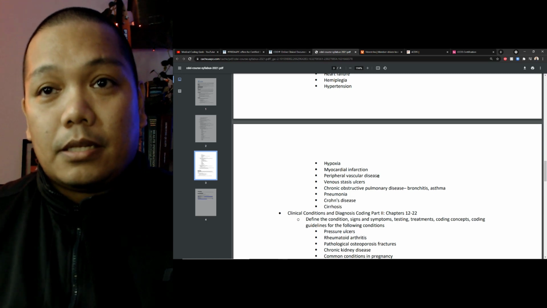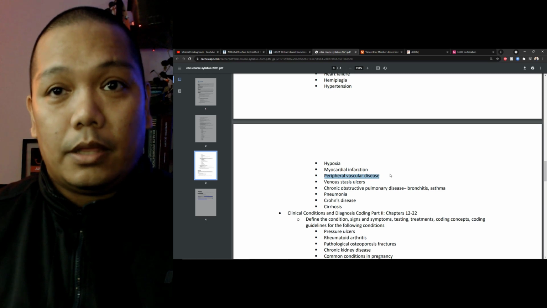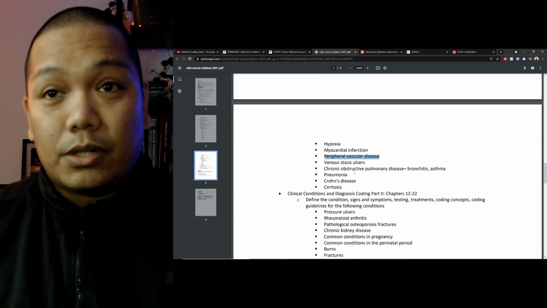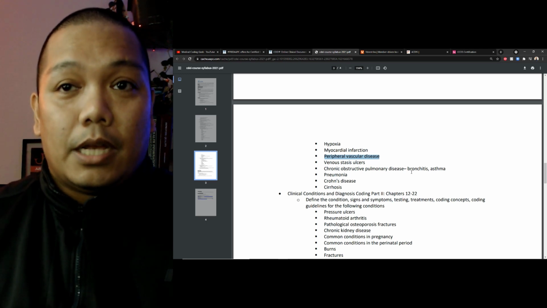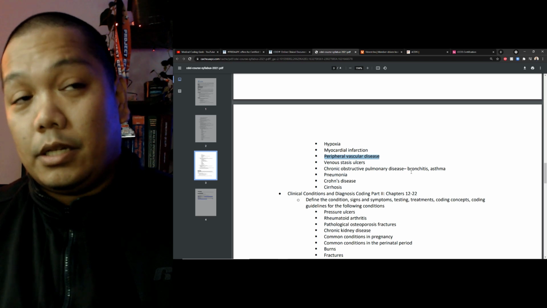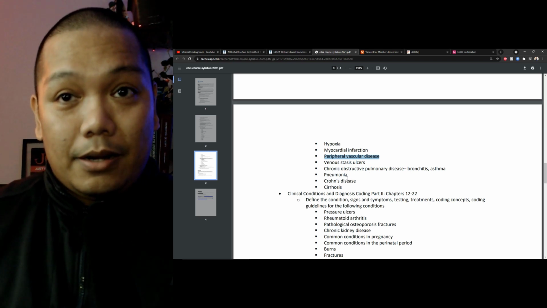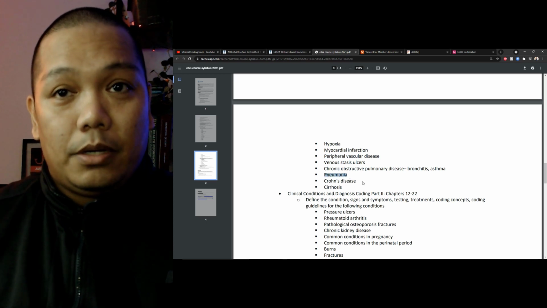PVD, yes, right? So diabetic PVD could lead to other issues. You want to look at that. Venous stasis ulcers, I didn't add that, but it could lead to other issues for sure. COPD, identifying if it's bronchitis, asthma, exacerbation, could lead to other issues such as respiratory failure. Pneumonia, there's a lot of types out there. Just clinically validating if the patient does have a pneumonia.